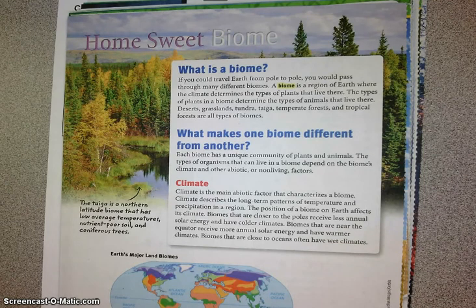A biome is a region of Earth where the climate determines the types of plants that live there. The types of plants that grow in a biome determine the types of animals that will live there. Examples of biomes are deserts, grasslands, tundra, taiga, temperate forest, and tropical forest, you might say tropical rainforest.